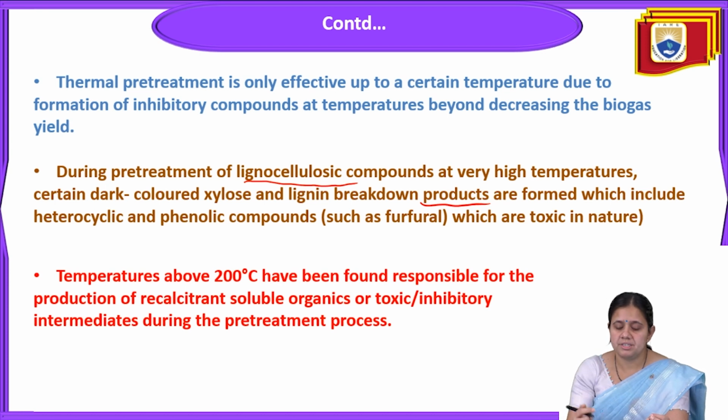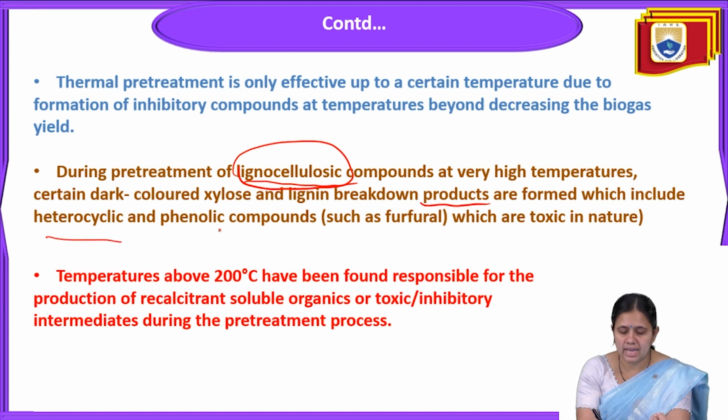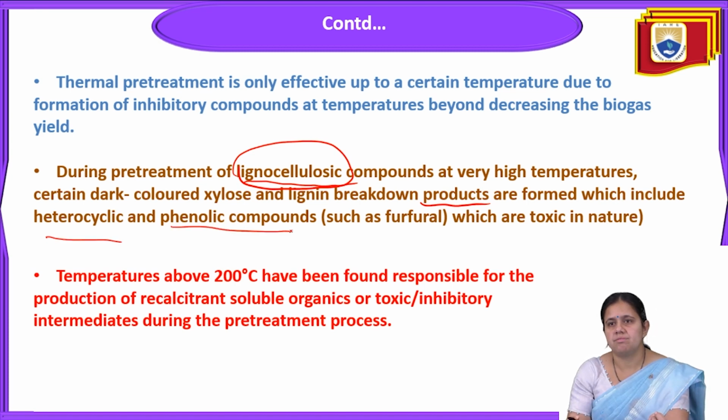So during pretreatment, the lignocellulosic compound is exposed to a very high temperature, and the dark colored xylose and lignin breakdown products that are formed include heterocyclic and phenolic compounds like furfural, which is toxic in nature.